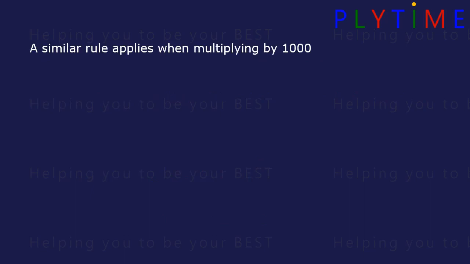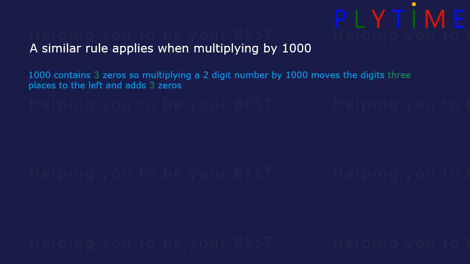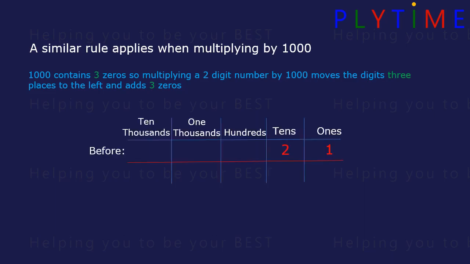A similar rule applies when multiplying by 1000. 1000 contains 3 zeros, so multiplying a 2-digit number by 1000 moves the digits 3 places to the left and adds 3 zeros. So 21 multiplied by 1000, 3 places to the left and 3 zeros becomes 21,000. 21 multiplied by 1000 is 21,000.